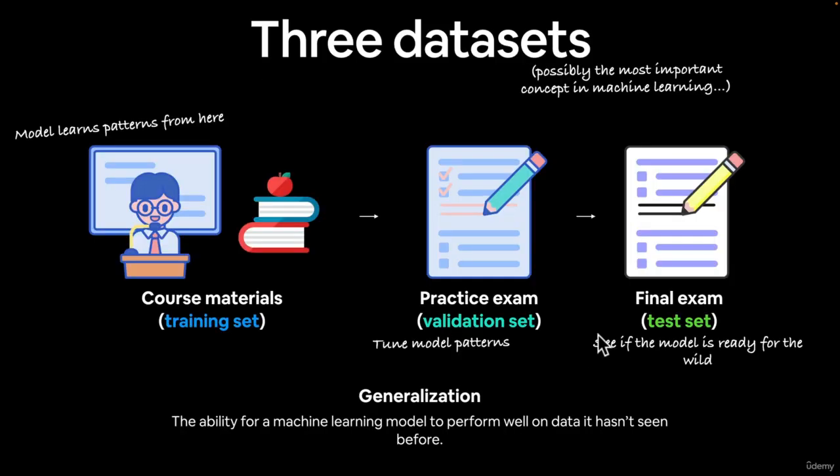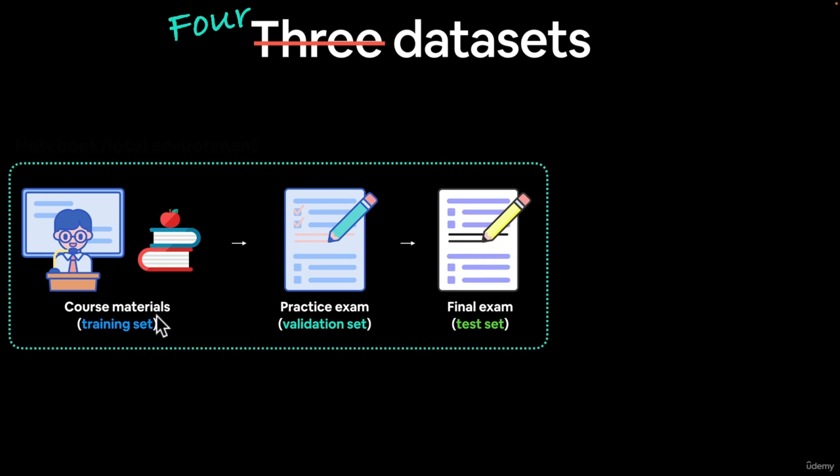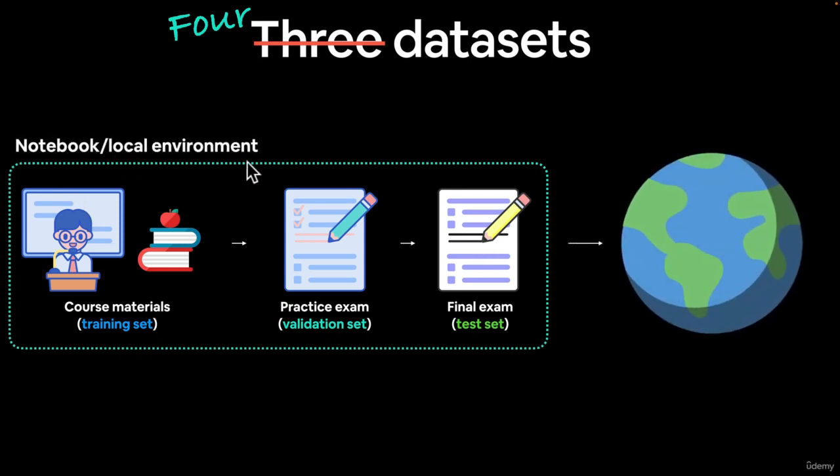And so if you remember back right at the start where we discussed the concept of 3 data sets, such as the training set, the validation set, and the test set, well, I'm going to introduce to you a 4th data set. So we have 4 data sets now. So the training set, validation set, and test set generally take place in a notebook/local environment or Google Colab. But now we have a 4th data set, and that is the real world. So ideally, why are we training machine learning models?